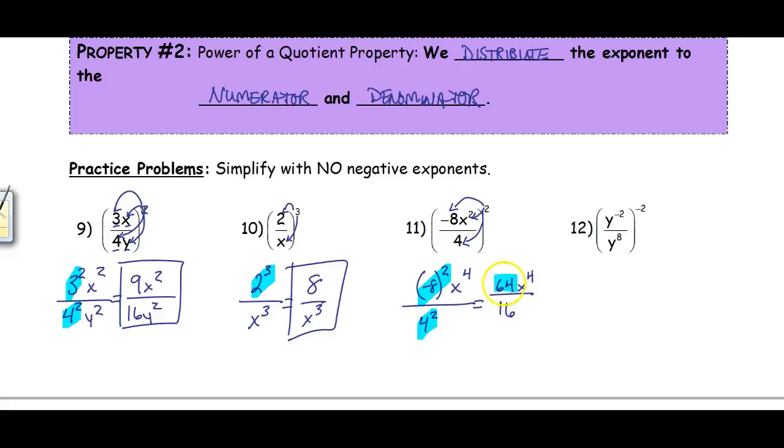Okay, simplify. 64 divided by 16, you end up with 4x to the fourth power. There's your final answer.